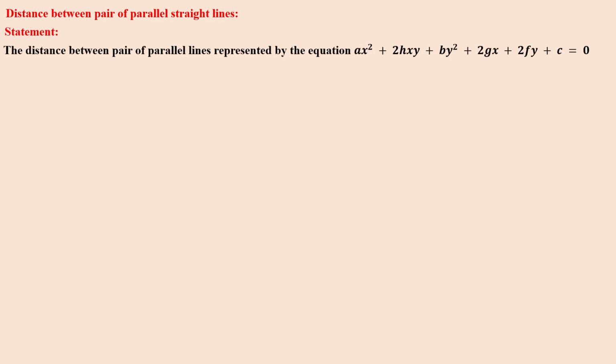Next, distance between pair of parallel straight lines. The distance between pair of parallel straight lines represented by the equation ax² + 2hxy + by² + 2gx + 2fy + c = 0 is 2 times root of (g² − ac) / (a(a + b)), or 2 times root of (f² − bc) / (b(a + b)).